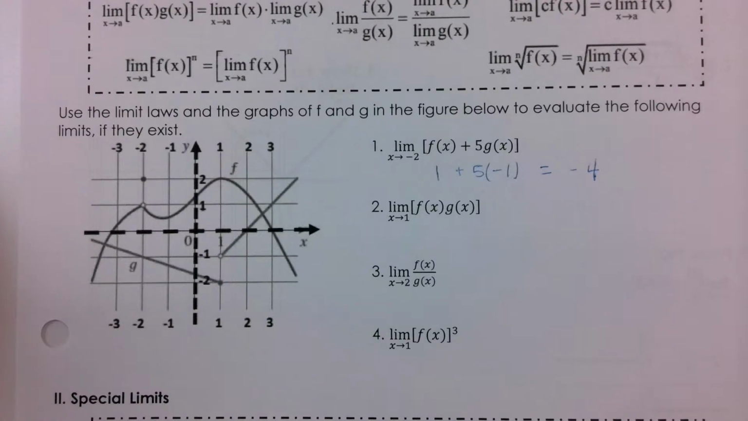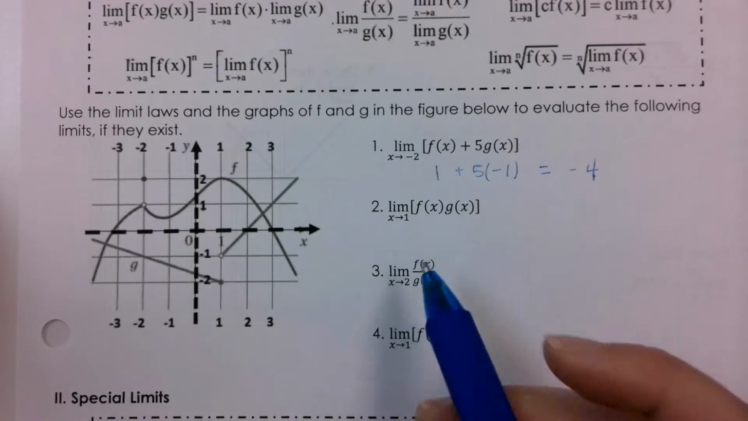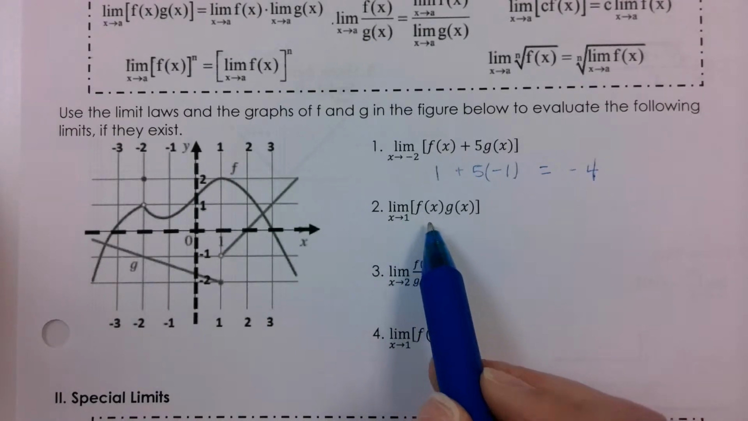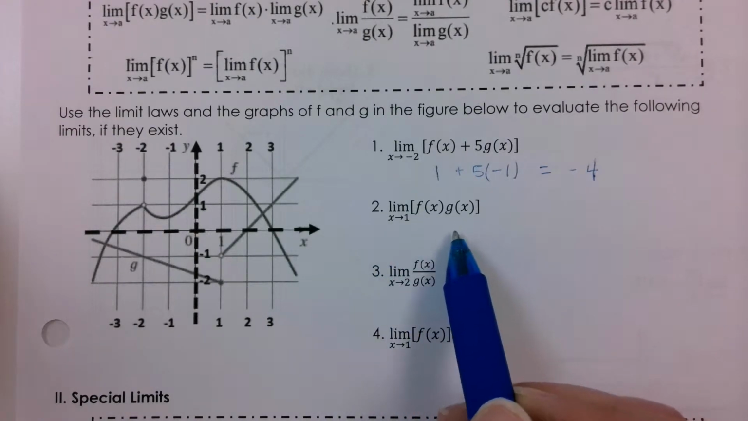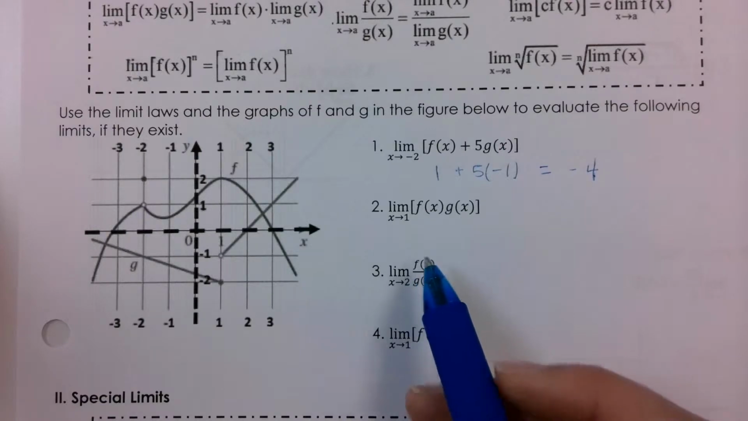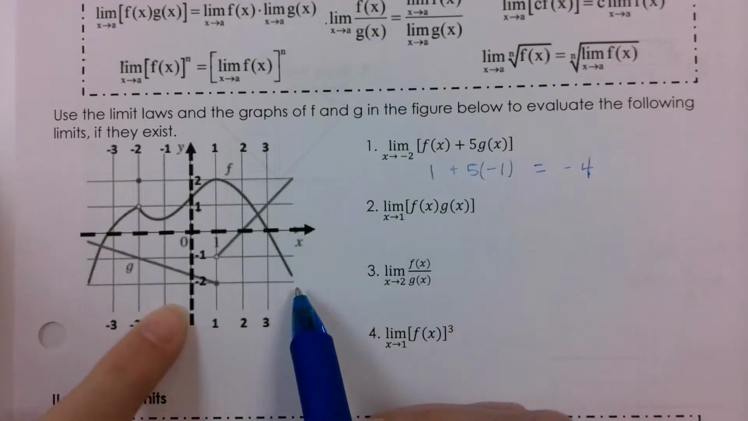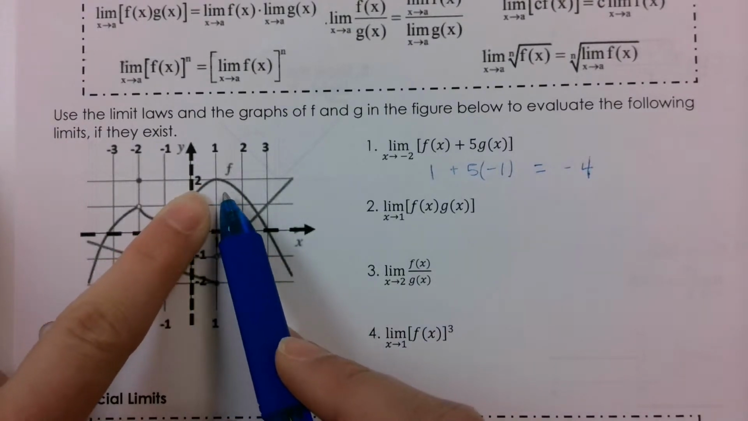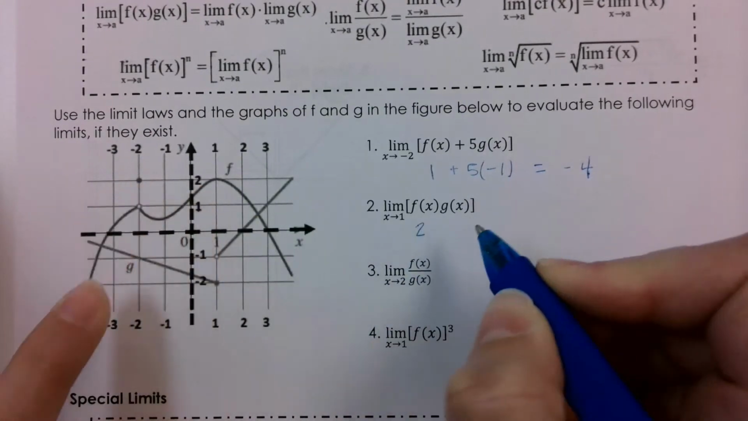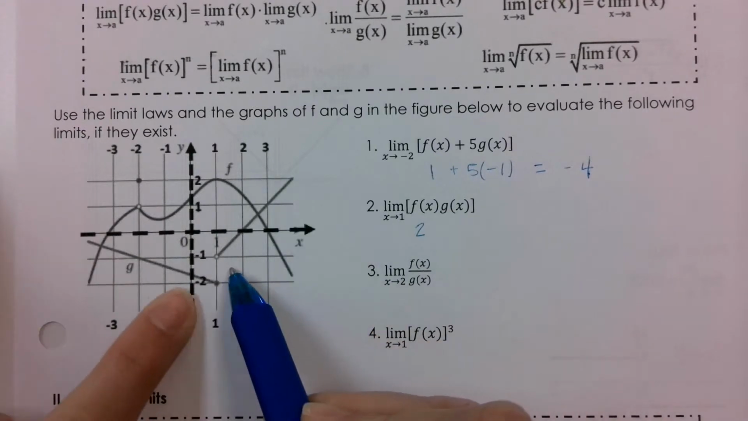Okay, so then looking at number 2, we're just going to find the limit as x approaches 1 of f of x, then find the limit as x approaches 1 of g of x, and multiply those two together. That's it. So if you're looking at f of x, again, that's our curve. So as x approaches 1, what is it? 2. Then for g of x, as x approaches 1, what is it?